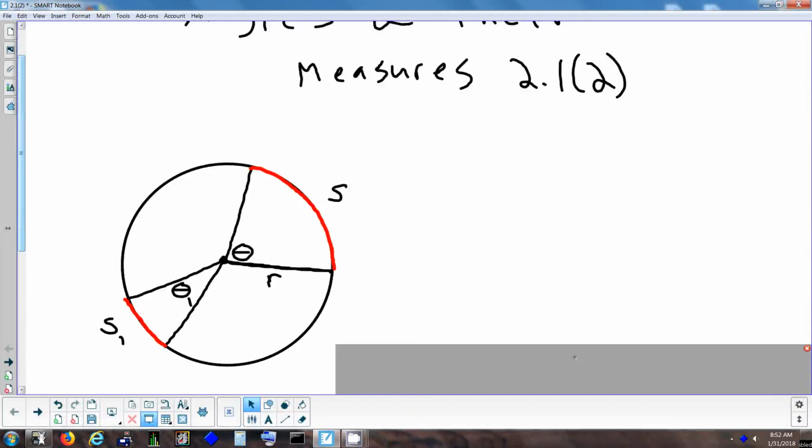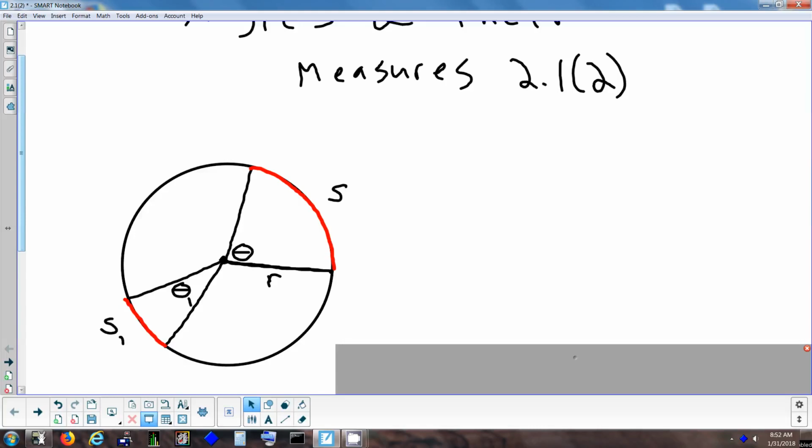A lot of times when we label angles in trig, we use Greek letters. So that's what I've done here to label the two angles. Does anybody know what Greek letter that is? Circle with the line in the middle? Yep, it's theta. So the bigger angle I've called theta, the smaller angle, theta 1.